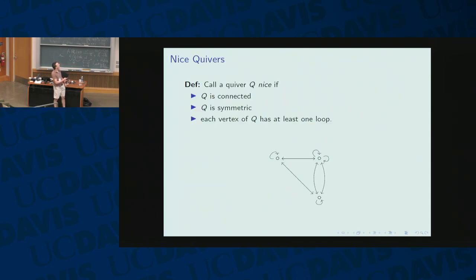So what are nice quivers? Right, so this term does not appear in our paper. I just wanted a shorthand. So we're going to call a quiver nice, and we'll only look at nice quivers from here on out, if the quiver Q is connected, if I can get from any vertex to any other by following arrows, if my quiver is symmetric, so if I have 7 arrows from I to J, I have 7 arrows from J to I, and if my quiver is somewhat loopy, so every vertex has to have at least one loop.